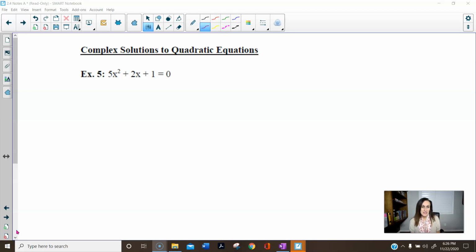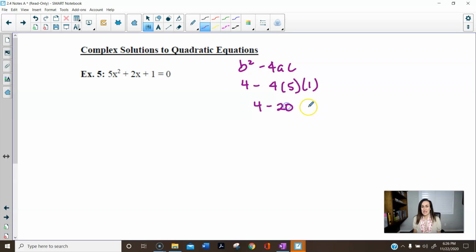Example 5, if you guys remember, the discriminant is b squared minus 4ac. And so this, I checked and I couldn't factor it. So let's think about the quadratic formula. Let's go with the discriminant first. So 2 squared is 4, subtract 4 times 5 times 1. And this is 4 subtract 20, which is -16. And since your discriminant is negative, we're going to have 2 imaginary solutions.